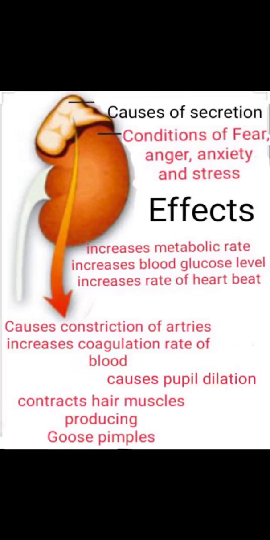Then it increases the rate of heartbeat. It increases the coagulation rate of blood. It causes the constriction of the arteries. It relaxes the bronchioles, so increasing the airflow to the lungs. And it causes pupil dilation to enhance the vision. And it contracts hair muscles to produce goose pimples. So all these effects actually prepare the body for emergency situations. So we can say that this is the hormone for fight or flight. This is the hormone for emergency situations.